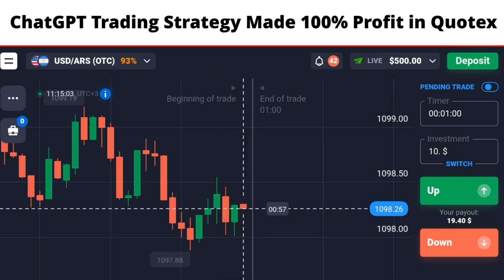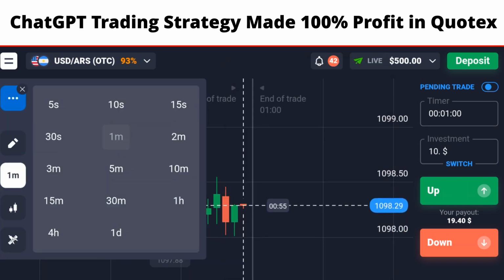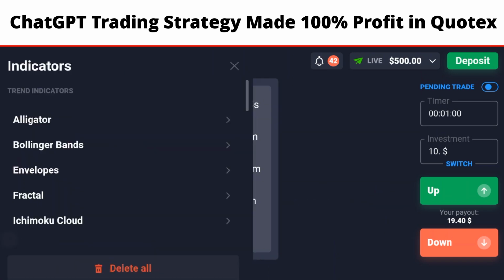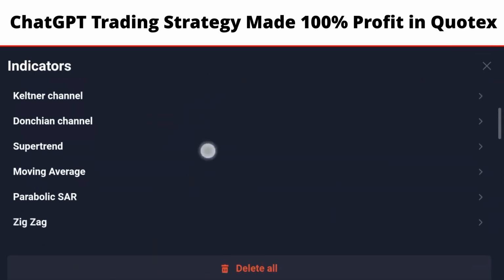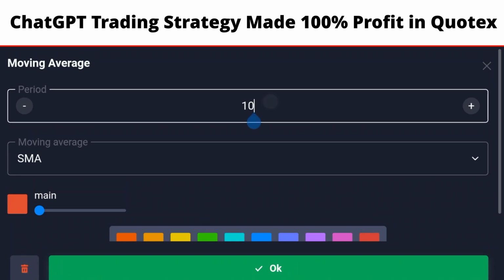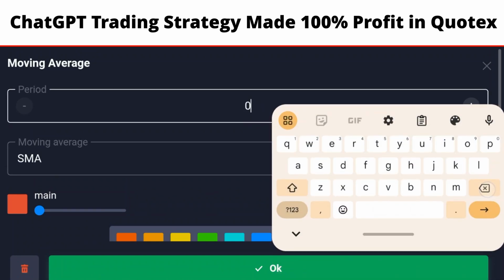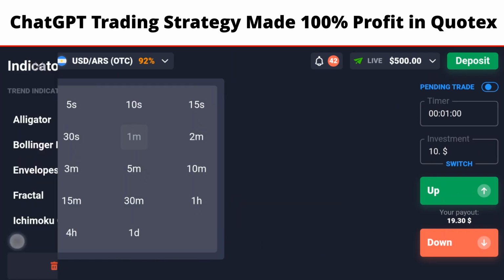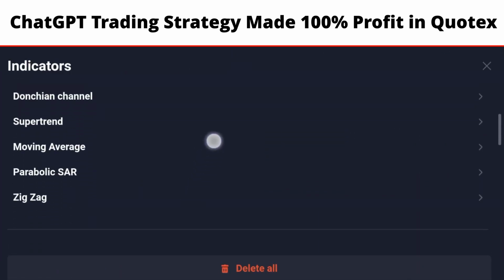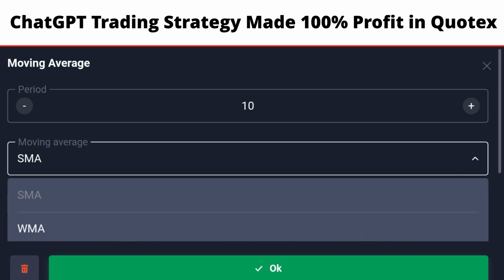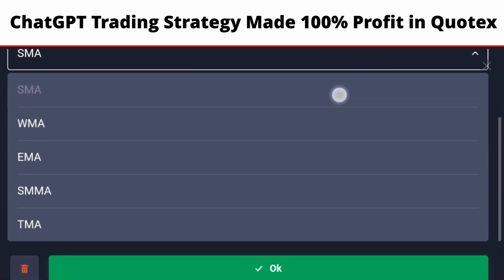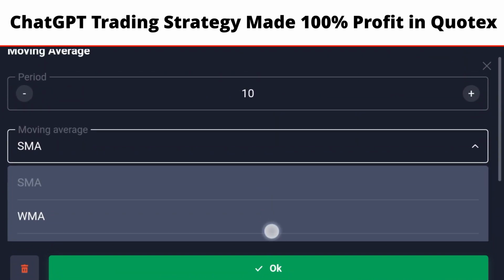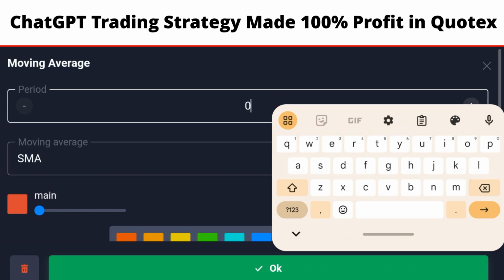Okay, so now let's add those indicators to our chart by clicking on the indicators tab and choosing moving average. Then for moving average, we need to have period 9, and we add another moving average. We can use SMA for both of the moving averages, but in case you want to change to any other type of moving average, you can just click on this arrow here and choose either EMA, WMA, SMMA or TMA. We change that to period 21.